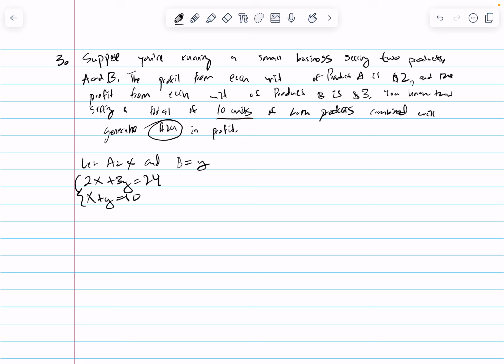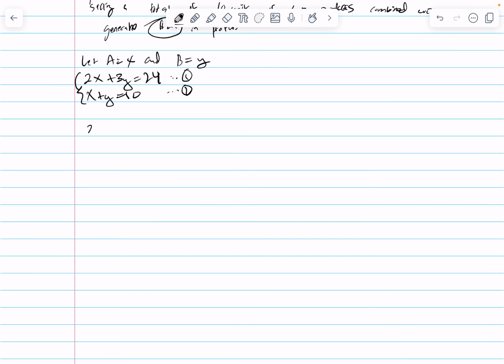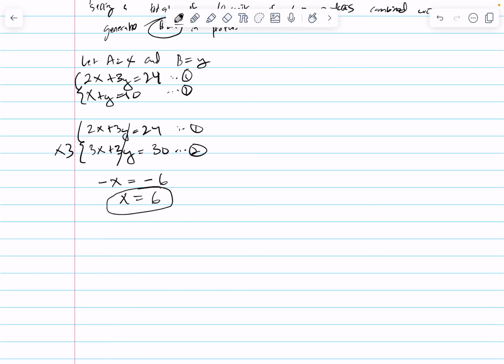So now let's solve via the elimination method. Now we have our equations, and we just have to solve. Let's eliminate y this time. So 3y and y. We have to make this y a 3y as well. So we have to multiply the second equation by 3. So 2x plus 3y equals 24. We did not touch that, but we're multiplying the second one: 3x plus 3y equals 30. Now we can just subtract the 3y's. 3y minus 3y is 0. 2x minus 3x is negative x. And 24 minus 30 is negative 6, which is just x equals 6. That's the first one.